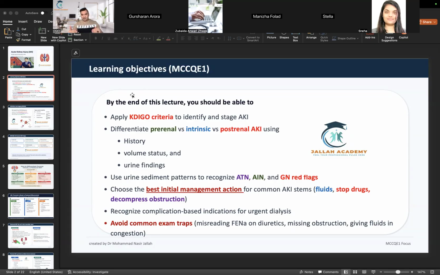Fluid, or decongestion treatment, or stop drugs, or supportive treatment, or decompression strategy or therapy. Recognize complication-based indications for urgent dialysis, and also avoid common exam traps. For example, misreading the FENa on diuretics, missing obstruction, and giving fluids in congestion, as opposed to using decongestion treatment.